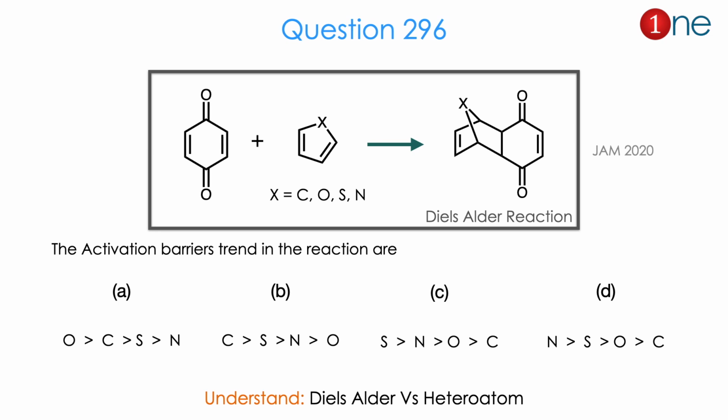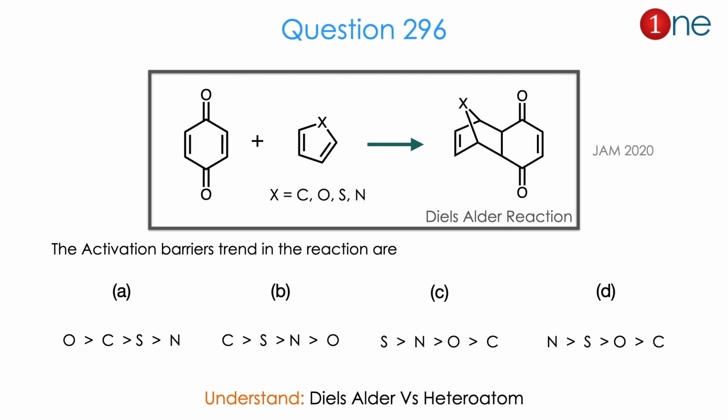Let us see the first question. The first question is about the Diels-Alder reaction. They give the dienophile and diene with a heteroatom. The heteroatom can be carbon, oxygen, sulfur and nitrogen. They are asking the product rate in terms of activation barrier. So you have to find what happens when X is changed to a heteroatom. Does the heteroatom promote the reaction or retard the reaction? So you have to find which is higher and which is lower in the activation barriers.